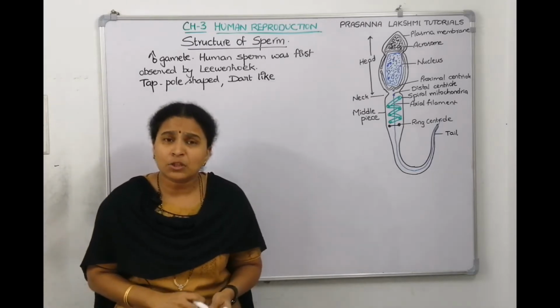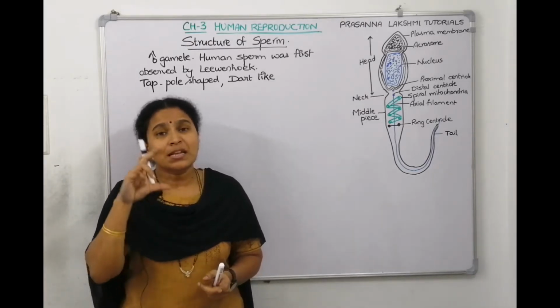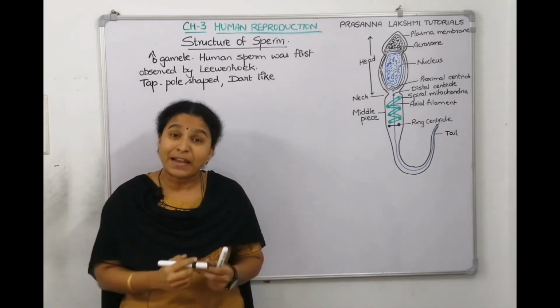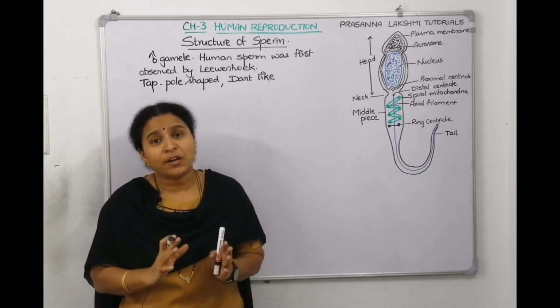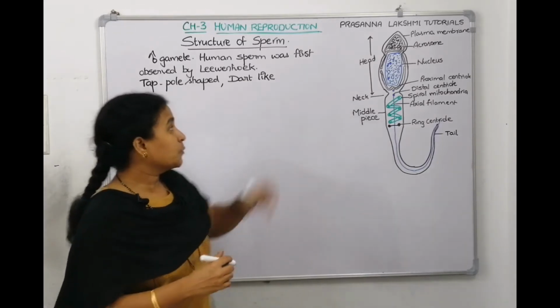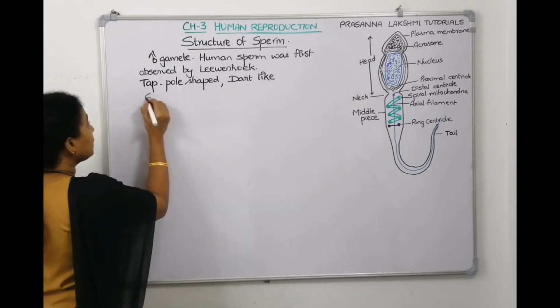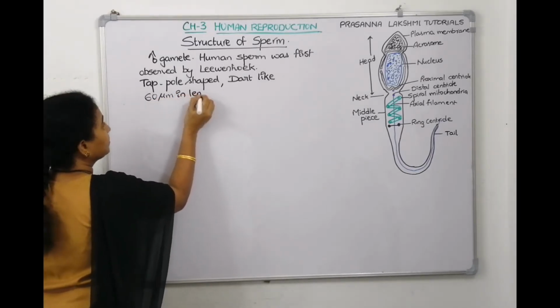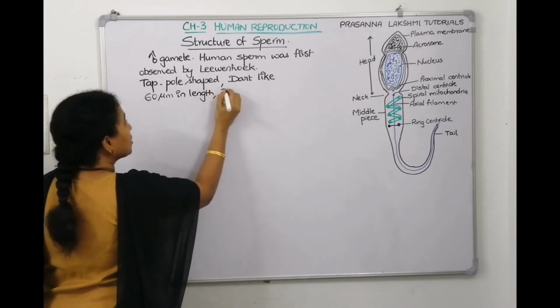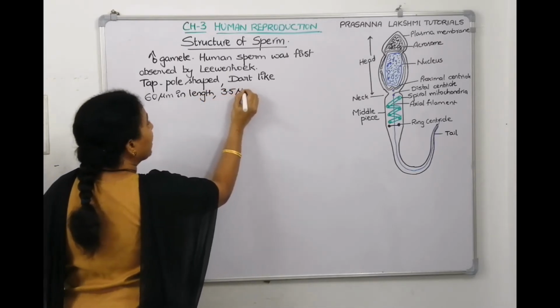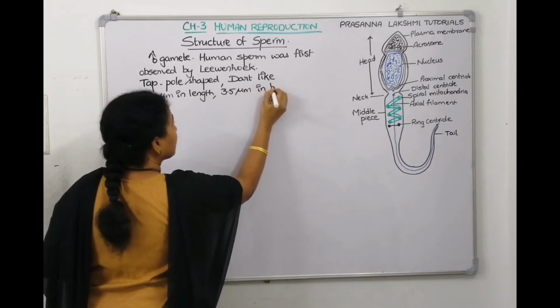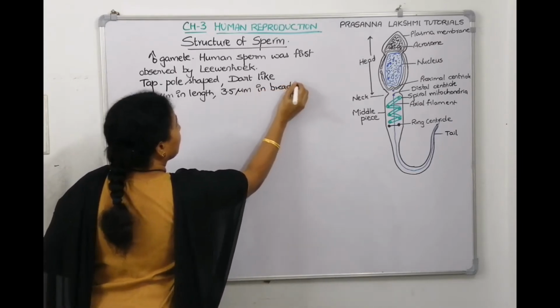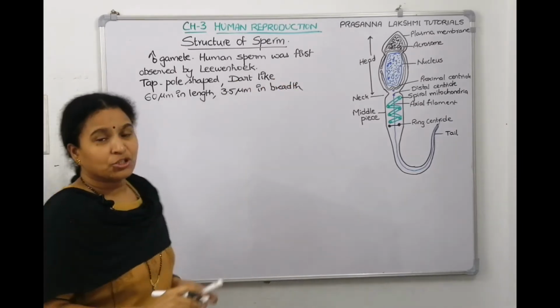Now, what is the length of the sperm? What is the breadth of the sperm? Each sperm measures about 60 micrometers in length and 3.5 micrometers in breadth. Each sperm, how much does it measure? 60 micrometers in length, and it measures 3.5 micrometers in breadth, right? So this is the dimension of the sperm.